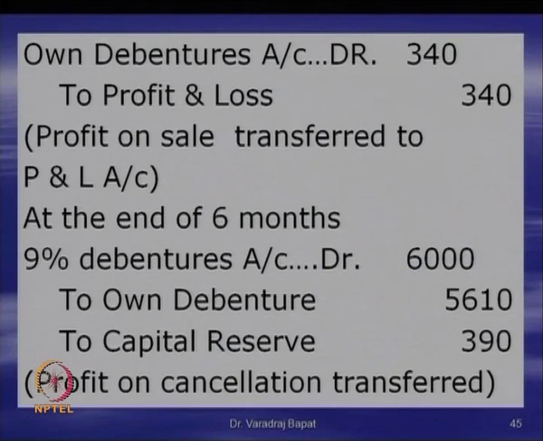Now what is this capital reserve? As you can see, actually we got the debenture only at 93.50. When we cancel it, 100 rupees are saved for the company. That is why this 6.5 per debenture is our profit.